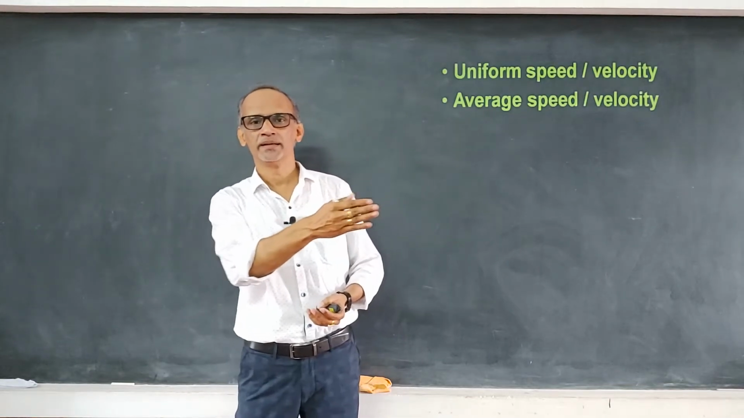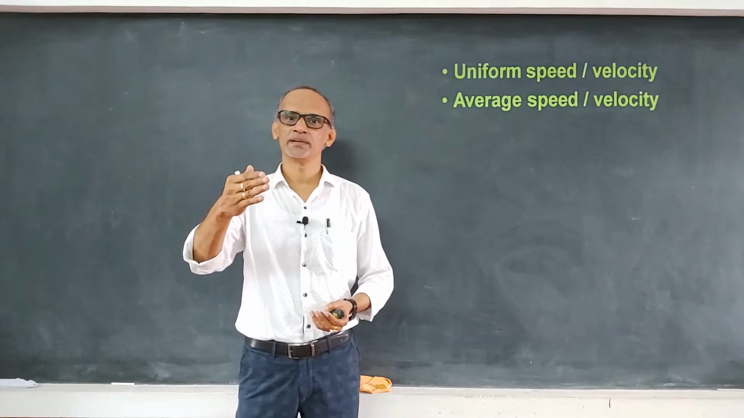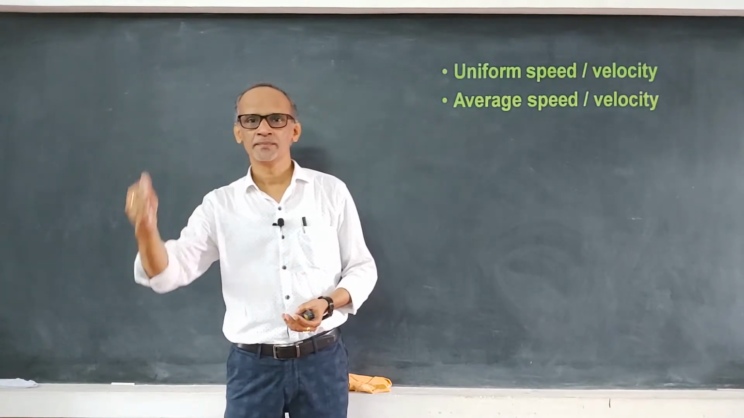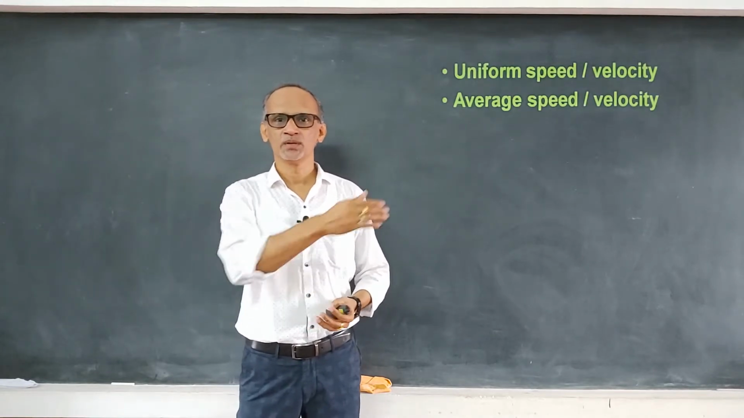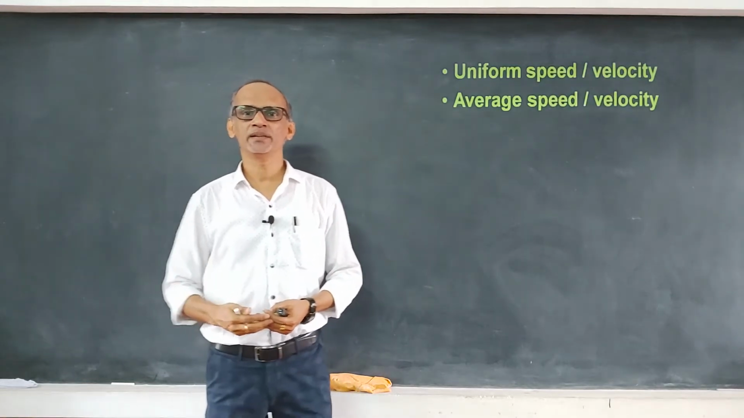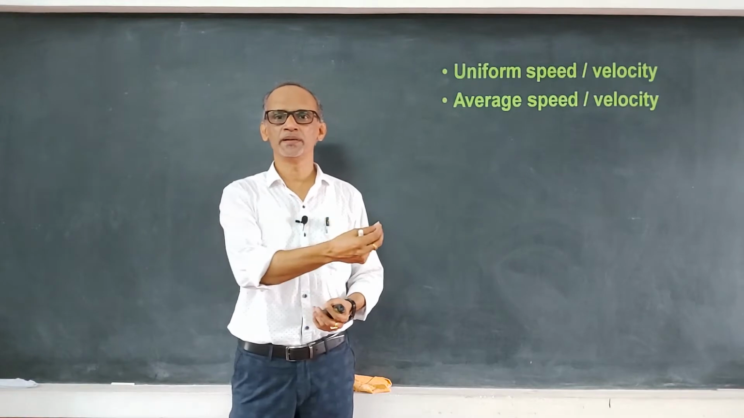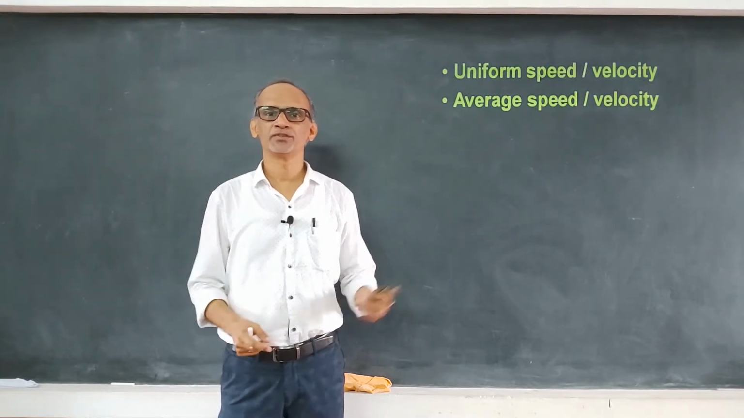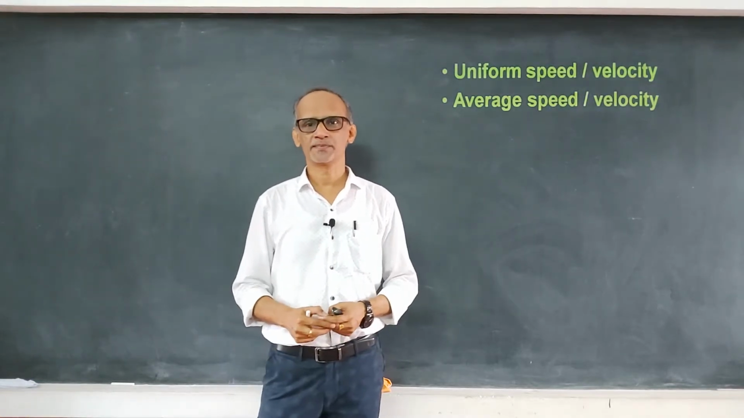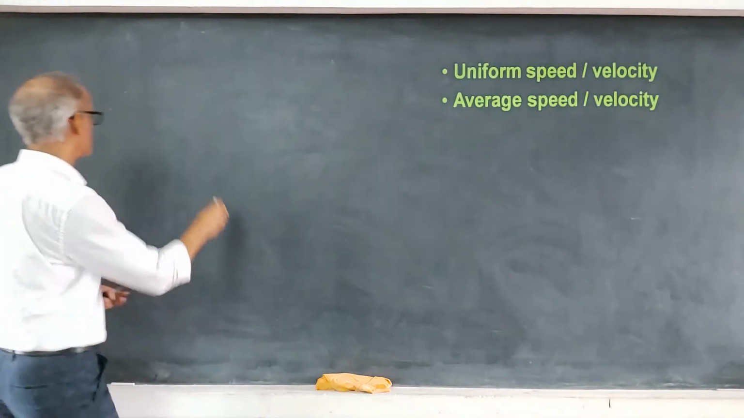There is a decrease in the speed, there is an increase in the speed, and whenever there is a traffic signal, the speed reduces to 0. Whenever the speed changes, we use the word variable. Whenever the speed is variable, we measure what we call the average speed. So, how to measure average speed?